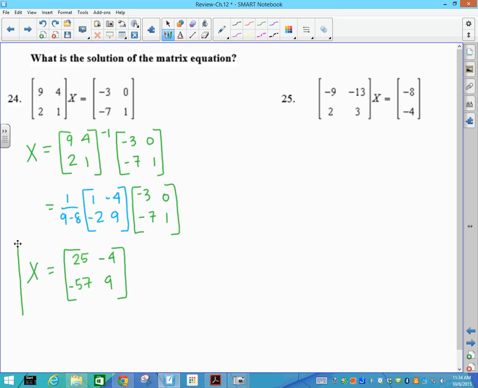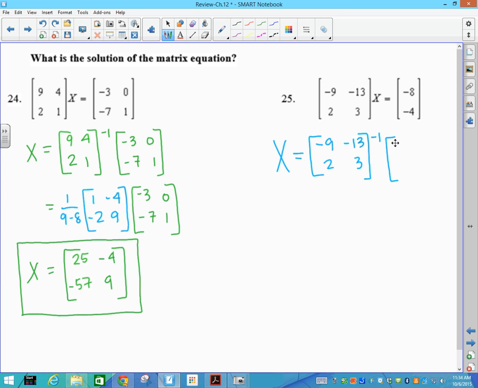And this is a matrix equation. It started off as a matrix equation, so your answer is going to be a matrix equation. All right, so 25. Well, that was kind of weird. Okay, so that equals the inverse of this matrix times the matrix that's on the other side. And again, remember the order of these is very important because we've talked about how multiplication of matrices is not commutative. So this is 1 over negative 27 minus a negative 26.